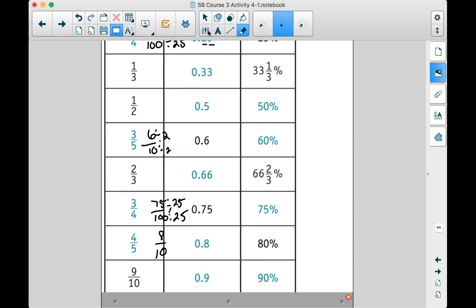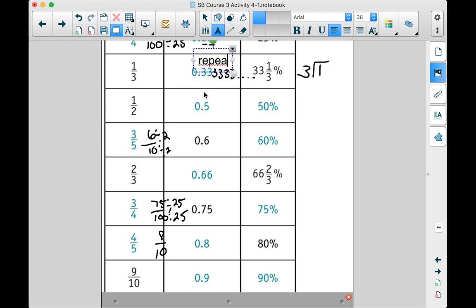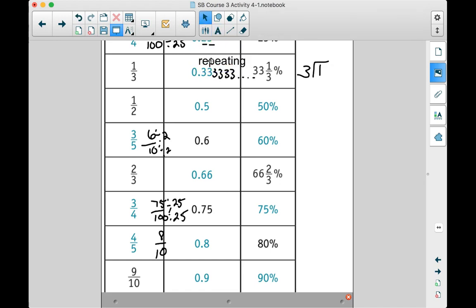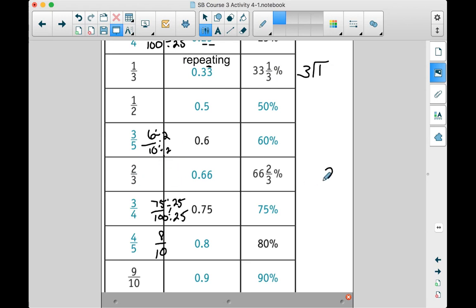All right, great. So here, you'll notice that when you did 1 divided by 3, you just got 3 and 3 and 3 and 3 and on and on. This is what we call a repeating decimal. And it's repeating because it never ends. So instead of writing 3 for the rest of our lives, we have some symbols to help us show that it's a repeating decimal. In order to do that, we would just put a little line above the 3 to show that it repeats.